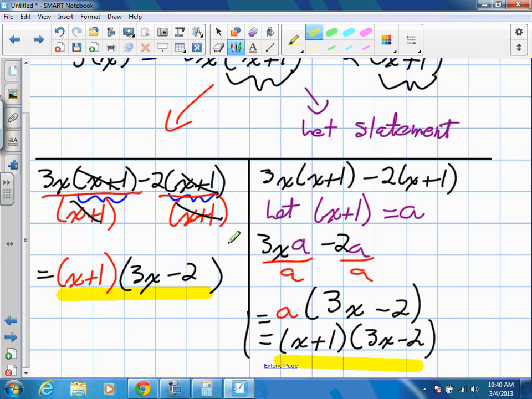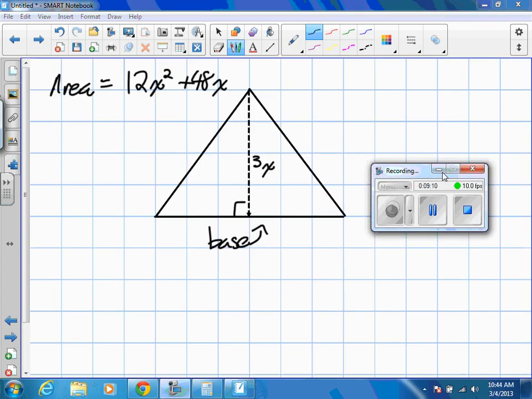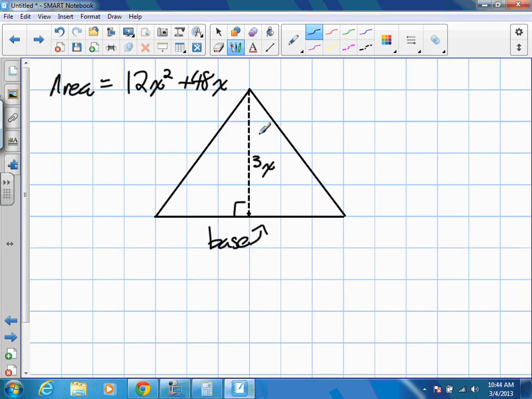Our last example here, they've given us the area of this triangle, and we need to find the base. So, the area of a triangle is what? Anyone know what the formula is? Base times height, and it's technically divided by 2. Because it is technically divided by 2, and this is the area, this question is a little more complex.